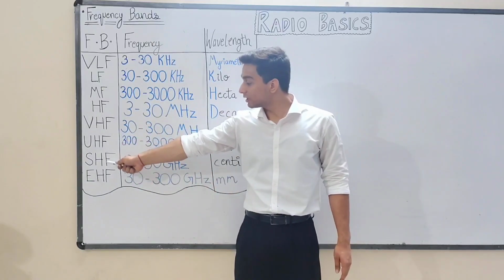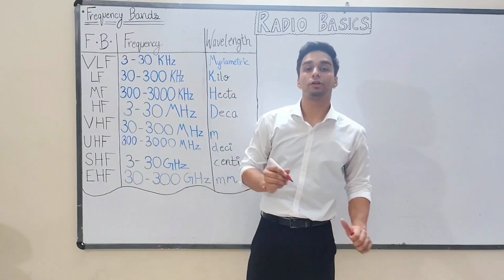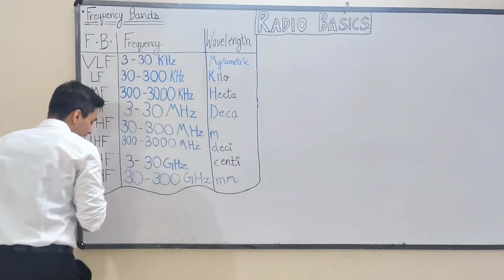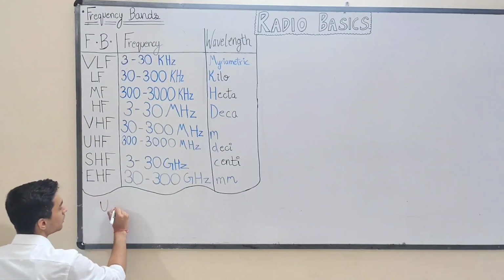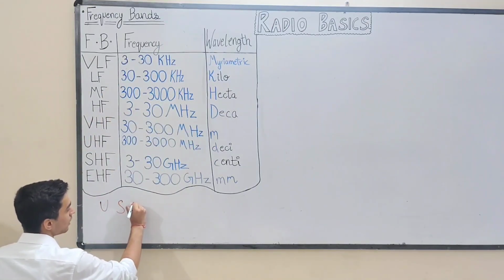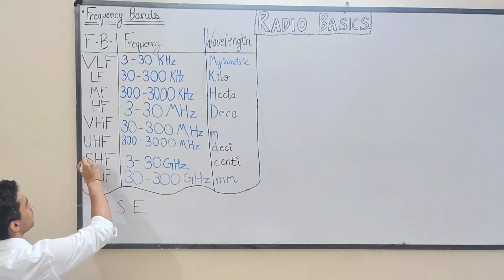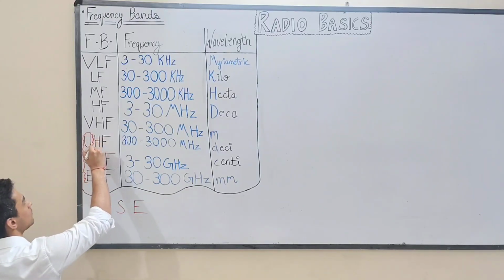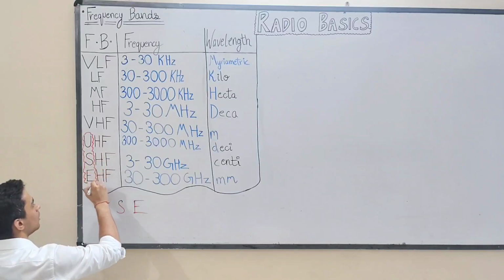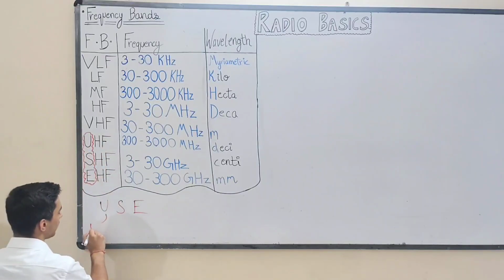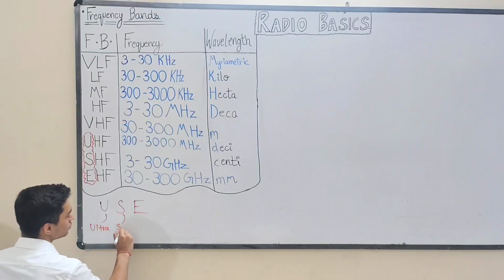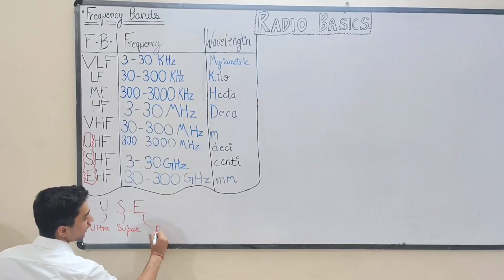For writing UHF to EHF, we can use a short trick, and that is the word USE. U-S-E, which are the first letters of our frequency bands, where U stands for ultra high frequency, S stands for super high frequency and E stands for extra high frequency band.